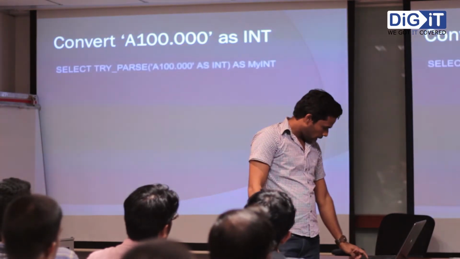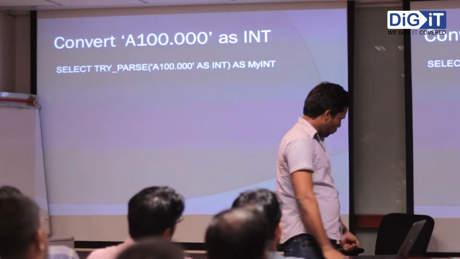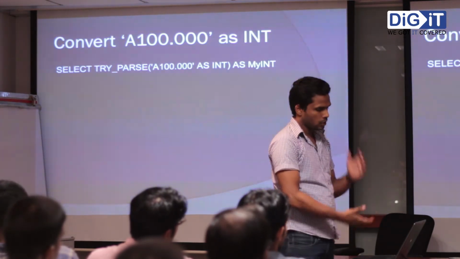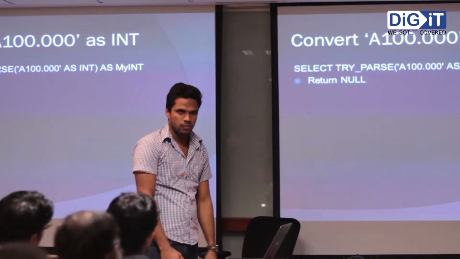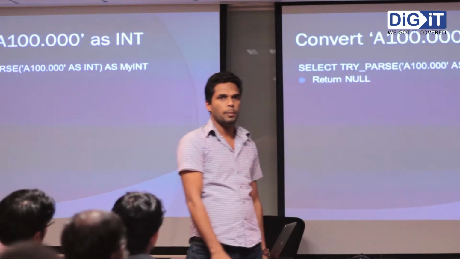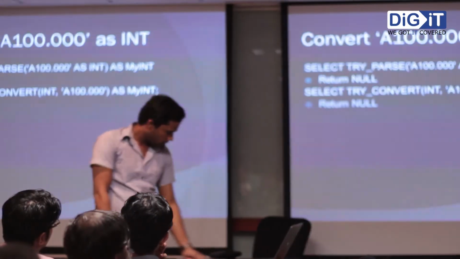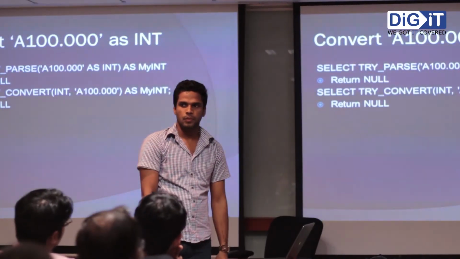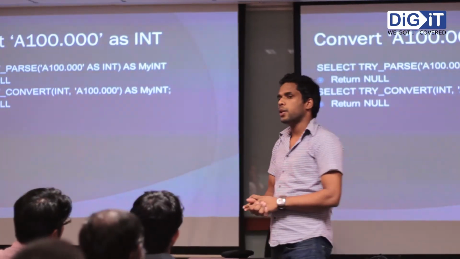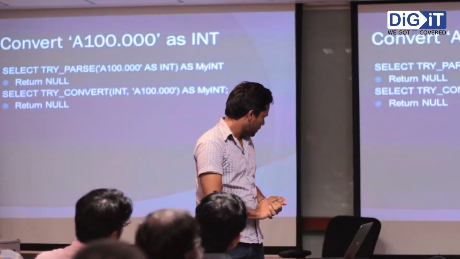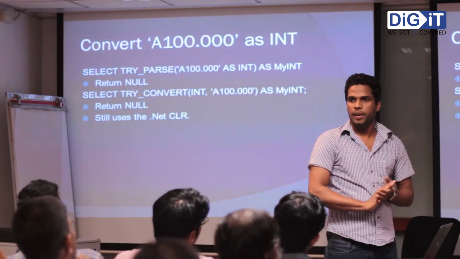So for that, I use TRY_PARSE. I will try to parse this one to int, and obviously I can't. I don't want an error because I'm not certain about the value which I am going to pass. So the output will be null. As long as I'm okay with that, I don't want my code to break. So I'm using TRY_PARSE for something like this. There's also something new, TRY_CONVERT. You can try converting, and if it can convert, it will give you the value. If it can't convert, it won't give you an error, it will give you a null value. Again, it still uses the CLR, so the same performance overhead will be there as well.